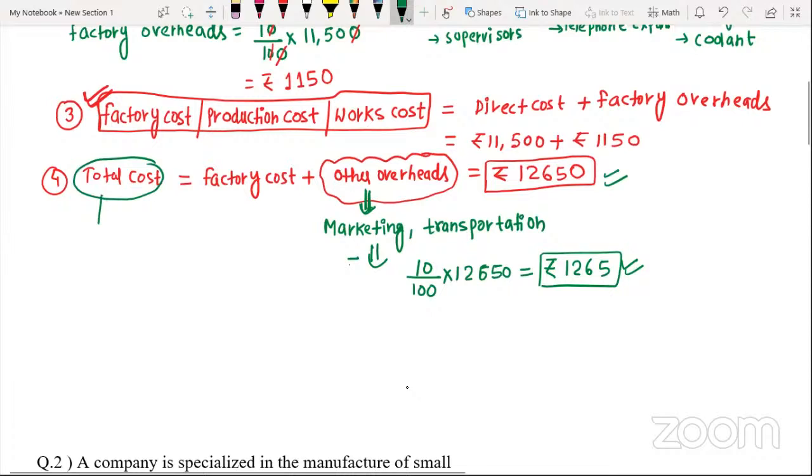So the total cost is basically the summation of the factory cost, that is 12,650, plus the other overhead. So other overhead we have got 1265. So the total we will get as rupees 13915. Okay, rupees 13915. So we have got the total cost.